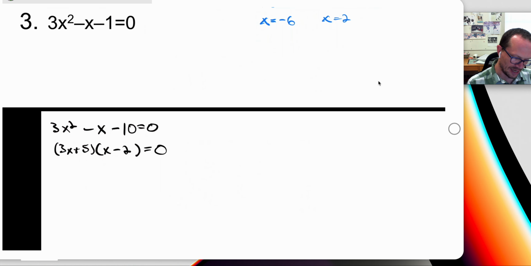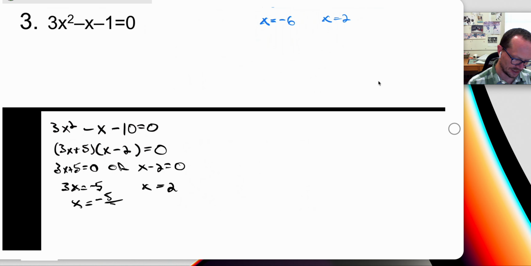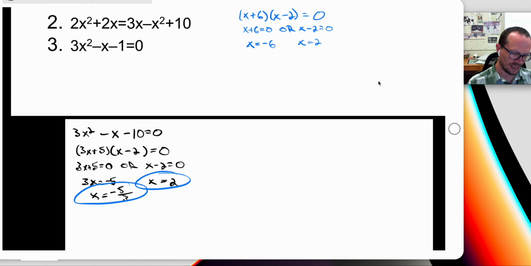So now I have that same situation where I have a number times another number equals 0. Zero product property again says 3x plus 5 equals 0, or x minus 2 equals 0. I can move the 5 over. 3x equals negative 5. x equals 2. x equals negative 5 thirds. I have my two solutions, 2 or negative 5 thirds.